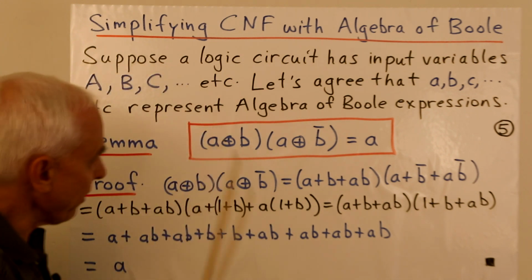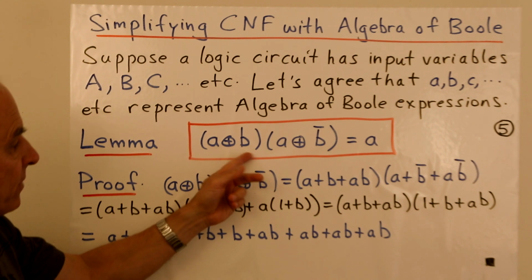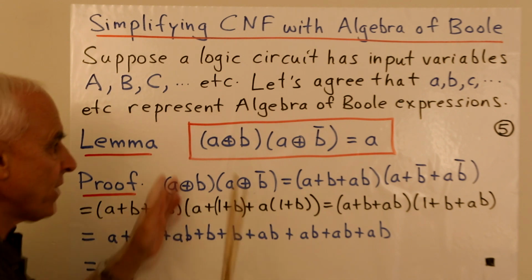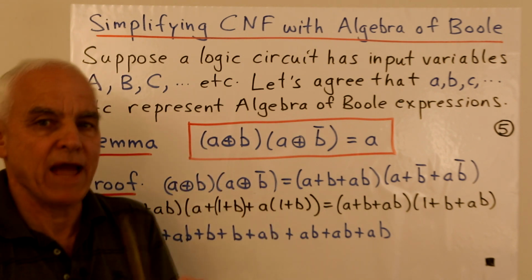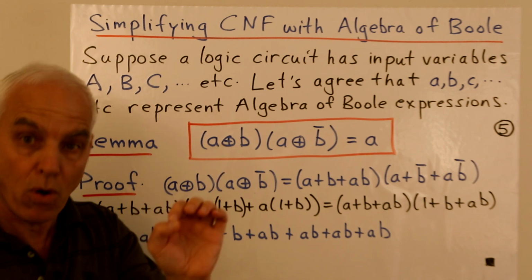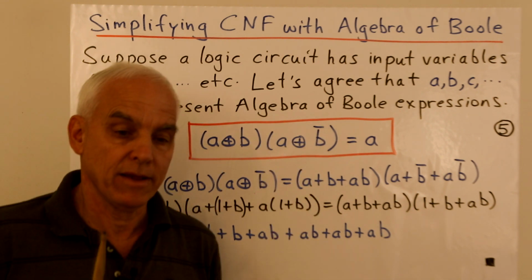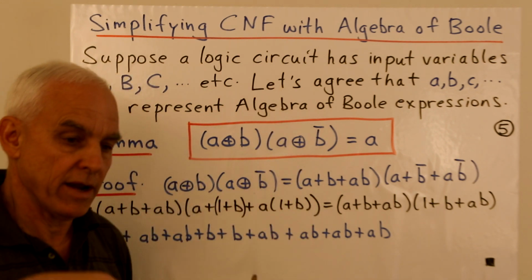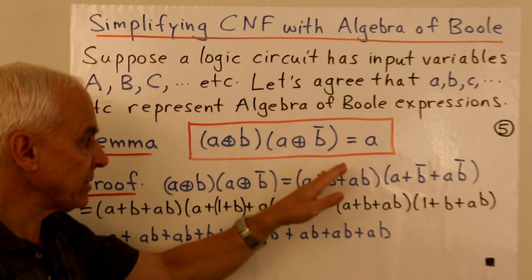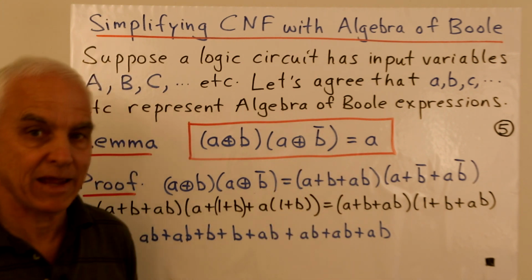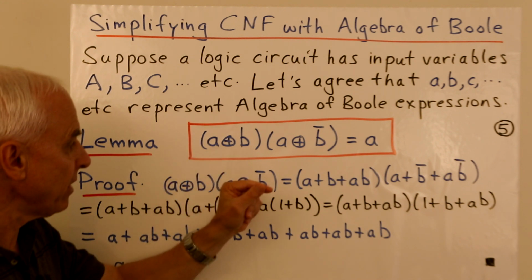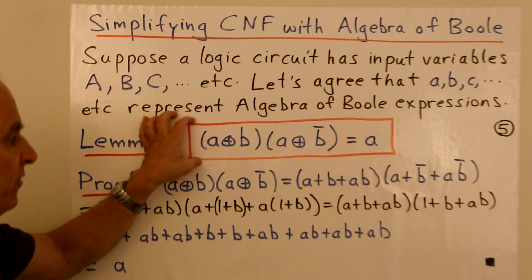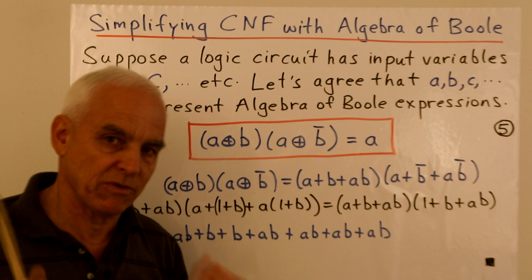So let's start with this lemma here, that A circle sum B times A circle sum B bar actually equals A. Now this is an expression in Boolean algebra. It has a circle sum representing an OR. It has this bar representing the negation or inversion. And we're saying that if we convert this to an algebra of Boole expression, the whole thing simplifies dramatically and just becomes A. So A or B times A or B bar, that's the same as A. And we like to prove these things now by converting everything to the algebra of Boole.